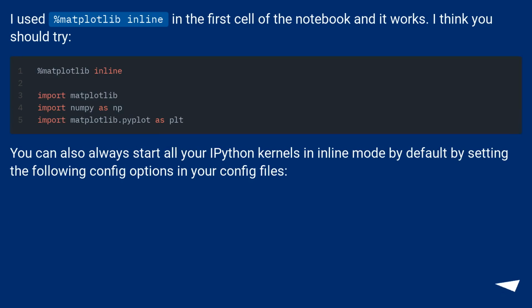I used %matplotlib inline in the first cell of the notebook and it works. I think you should try. You can also always start all your IPython kernels in inline mode by default by setting the following config options in your config files.